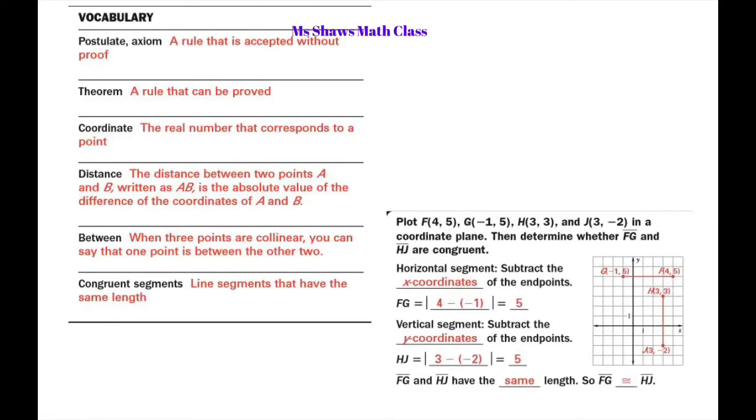All right, here's some more information. We have a postulate, or axiom, a theorem, a rule that can be proved, and a coordinate. Usually it's like, say you have coordinate F, which would be your X and Y, but we call it F. And congruent segments are line segments that have the same length. If we look at this example here, it's already done for you. We plotted 1, 2, 3, 4 coordinates. So there's your coordinates word.